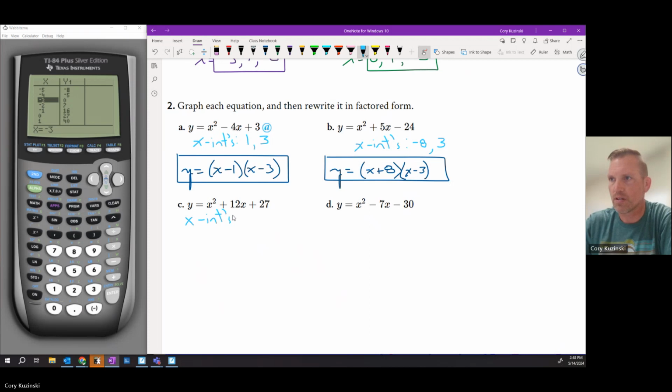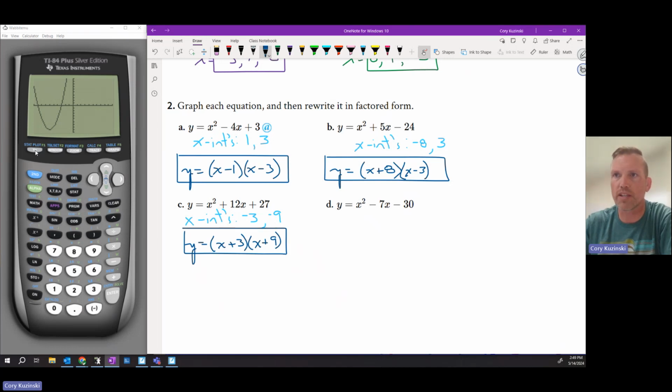X-intercepts, -3, and there's the other one, -9, right? See those on the graph too. Bottom line, our equation is y equals x plus 3 times x plus 9 when we write it in factored form. One more of these.